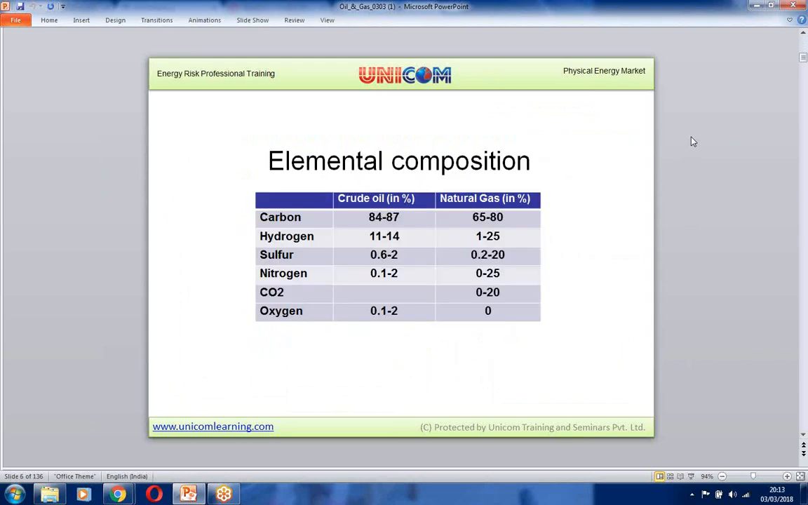Okay, so moving on. This is more or less the elemental composition in crude oil as well as natural gas. You see that carbon is higher in percentage in crude oil than in natural gas. And the sulfur content is also high in crude oil compared to natural gas, which is why these days natural gas is a much preferred fuel over crude oil.